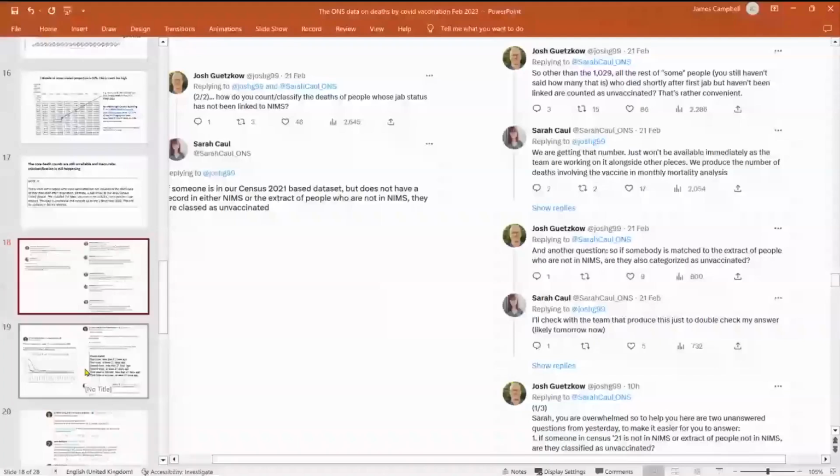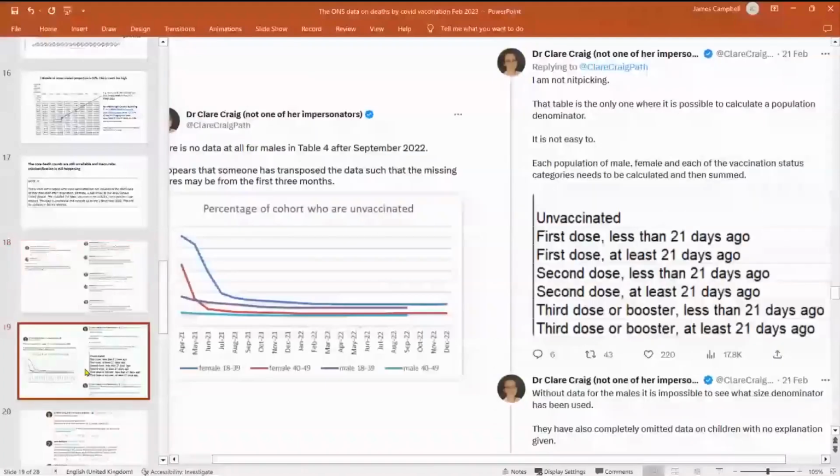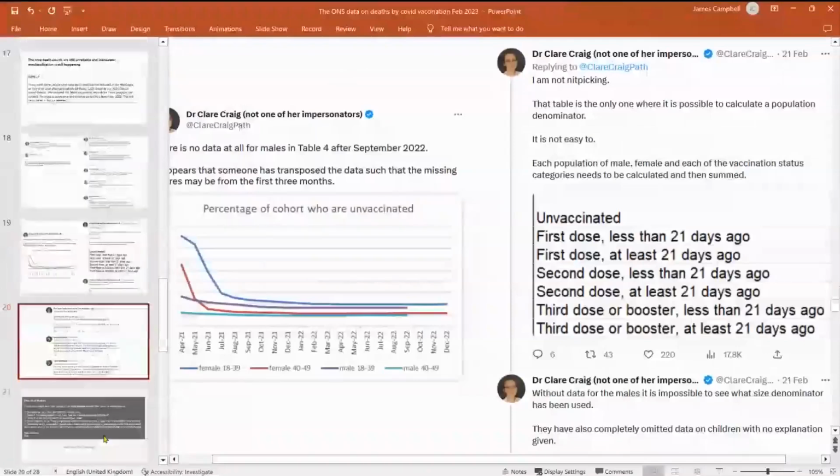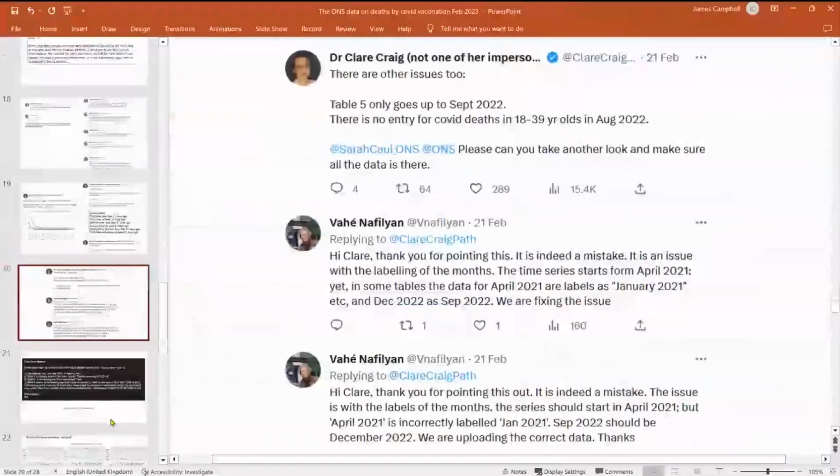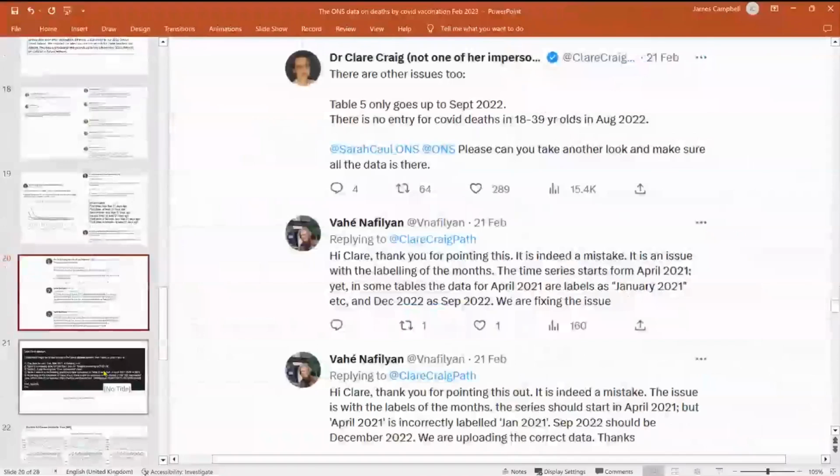And then there's more. Claire Craig picked up some other errors. If you go to the next one, you can see Vahi Nafir, another ONS person, responding to Claire where she's pointing out errors. And indeed, one of the errors she pointed out was the mislabeling of the months in a couple of tables. He acknowledged that mistake and said they're going to fix that, which they did, but unfortunately they didn't fix any of the other errors that were pointed out.